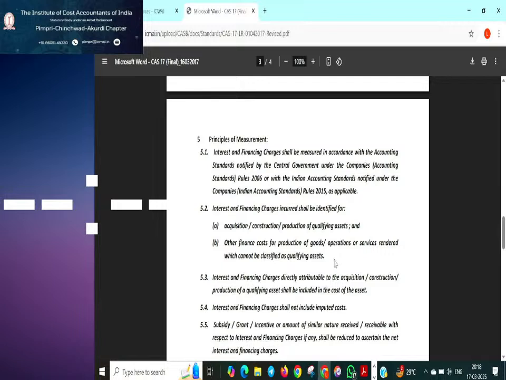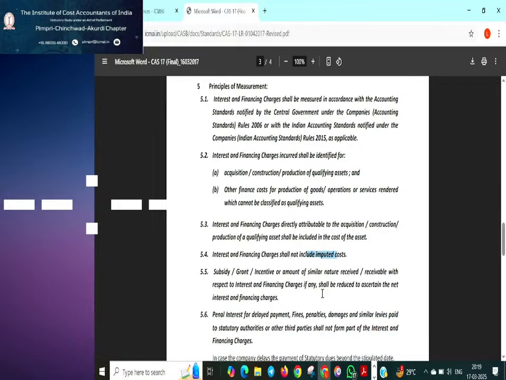That is, the interest and finance cost could be there for your working capital management or for your capital budgeting purpose. Whatever may be the case, interest and finance charges need to be shown separately and will not be included under cost of production. Interest and financing charges which are directly attributable to the qualifying asset shall be included in the cost of that asset, but not separately here. Interest and financing charges shall not include imputed cost.